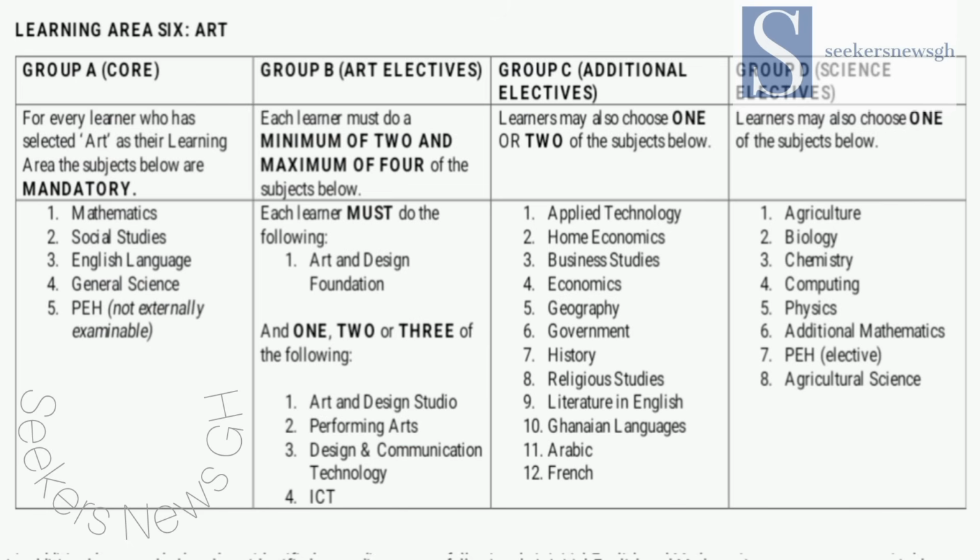Then in group D, which are the science electives, the person can be doing art, but the person can still select to do agriculture, biology, chemistry, computing, physics, additional mathematics, PEH, and agricultural science. So these are the various subject combinations that have come. Each of the schools will make their art classes and make the combinations.